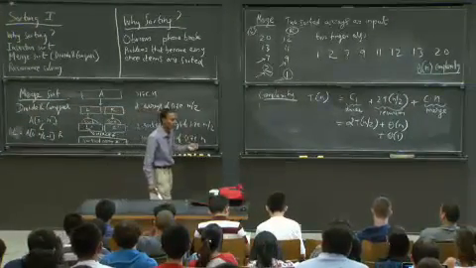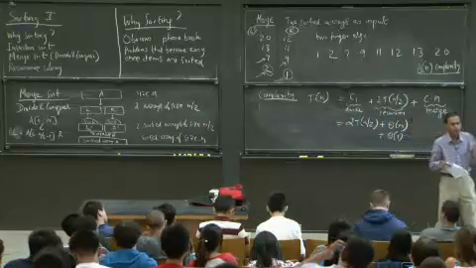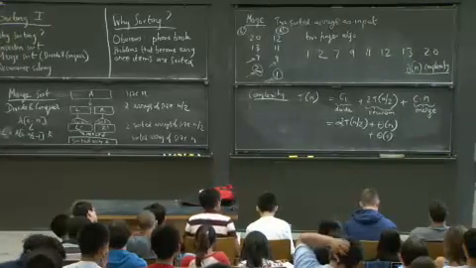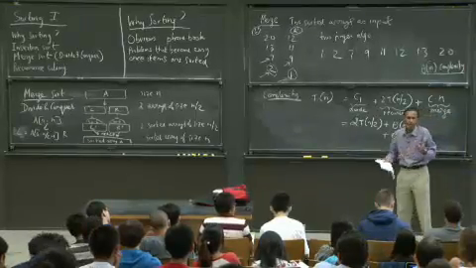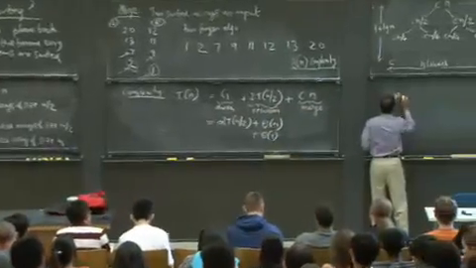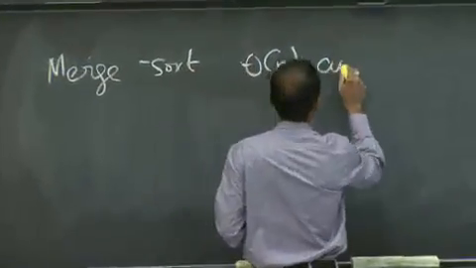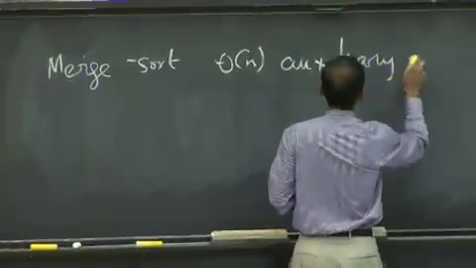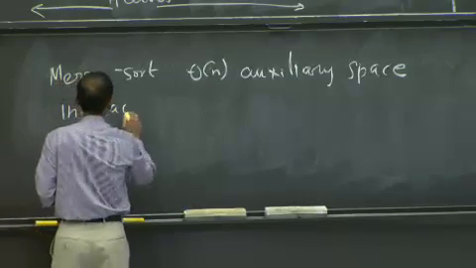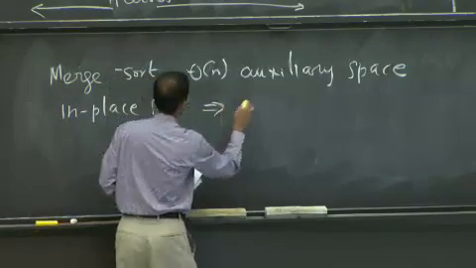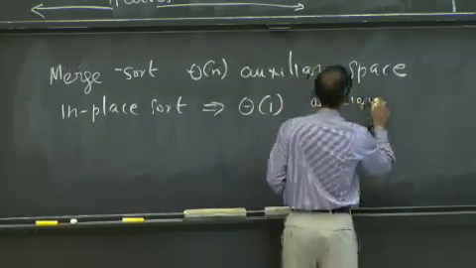And so you had to make a copy of the array in the two halves L and R in order to do the recursion, and then to take the results and put them into the sorted array A. So in merge sort, you needed theta n auxiliary space. So merge sort, you need theta n extra space. And the definition of in-place sorting implies that you have theta 1 constant auxiliary space.